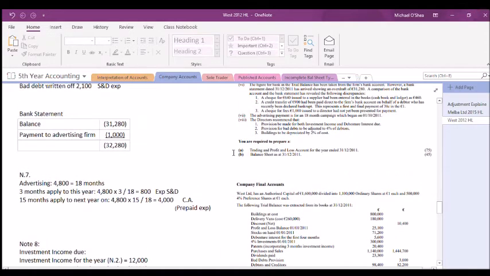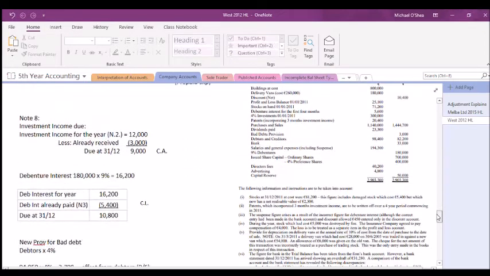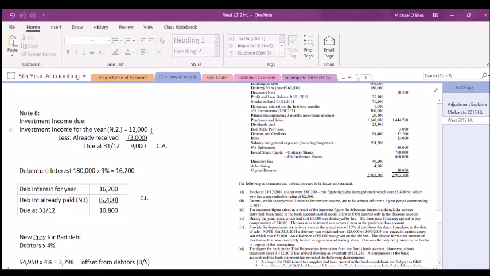The note itself is generally quite easy if it comes up. Sometimes it comes up as wages as well. It's not too difficult. Last part of this, we need to be fixing our investment income, find out what's due, and our debenture interest, find out what's due. I'm not going to go into this in too much detail.